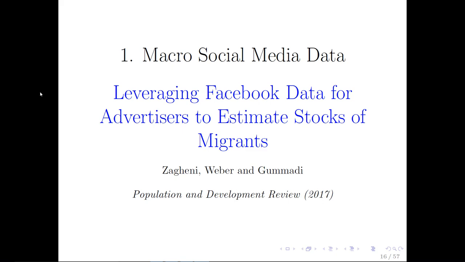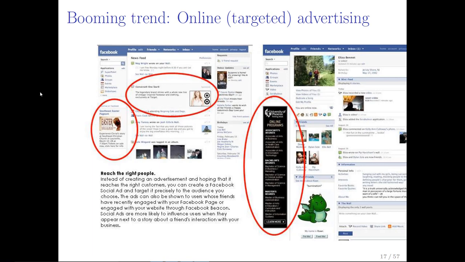Now, online advertising is booming. So anytime we use any sort of platform, whether it's Twitter, LinkedIn, Facebook, Google, we are shown ads that are targeted to our location, to our interest, to our demographic characteristics, and so on. And so online advertising is basically the main source of revenue for social media companies.